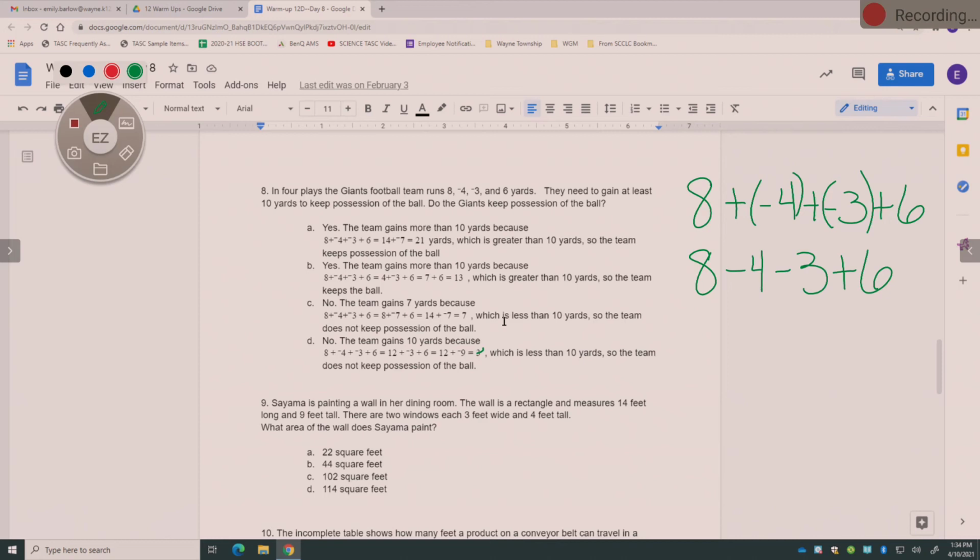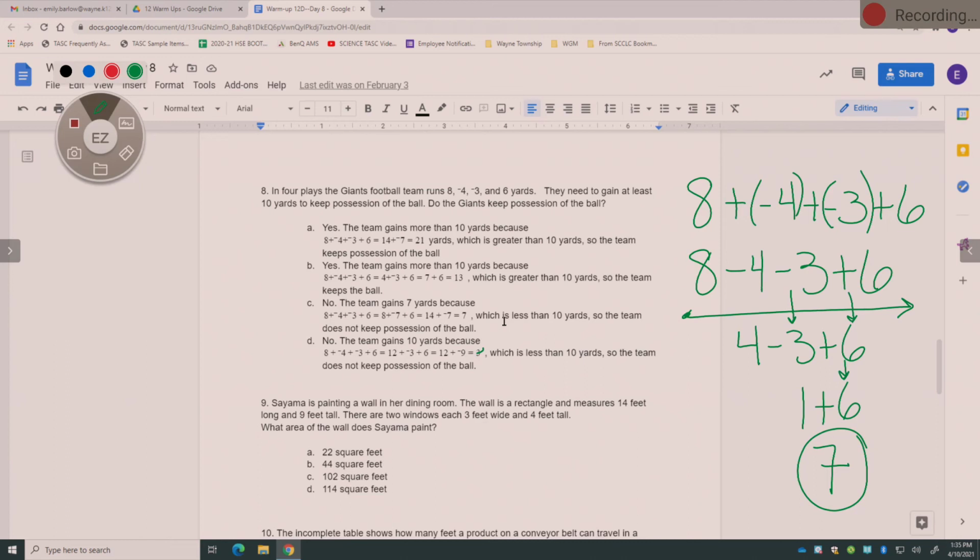8 minus 4, because remember with PEMDAS, if we're doing adding and subtracting, we start at the left and we work our way to the right. So 8 minus 4 is 4. Then 4 minus 3, these guys just came down, right? 4 minus 3 is 1. This guy just keeps coming down. And then 1 plus 6 is 7. So they had a positive 7 yards between those 4 plays.